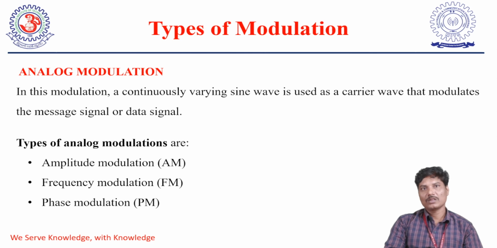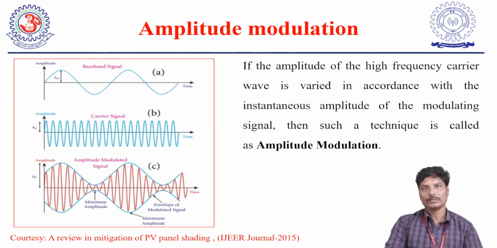Frequency modulation and phase modulation come under angle modulation. Now this is amplitude modulation. In this modulation, we have a low frequency signal, which is our message signal. It may be speech or music, whatever it is, we take it as a low frequency signal. We call it the baseband signal. The baseband signal is also called the message signal, modulating signal, information signal, or data signal.